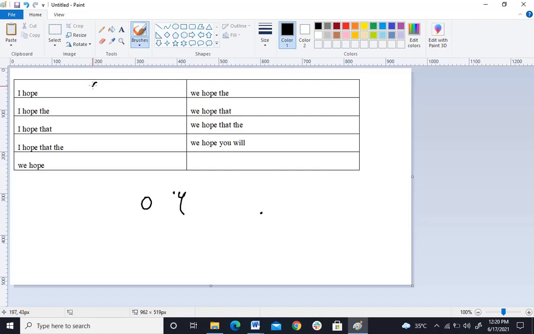If you're going to write the I hope phrase, it's going to be like this. It's the big I, and then the P. So, this is I hope. Let's repeat. The I, and then hope, the P. So, that is the shorthand for I hope. Now, I hope the. So, we have I hope the. I hope that.